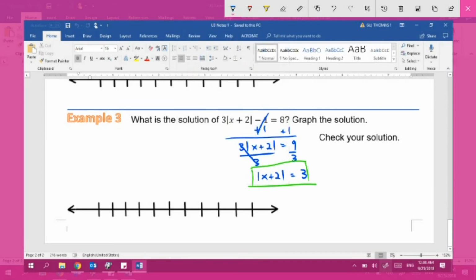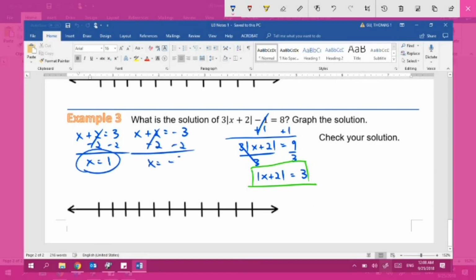So let's set up our equations then. x plus 2 equals 3, and x plus 2 equals -3. Let's solve. So let's subtract 2 from both sides. Boom, boom. x equals 1. Okay. And then let's subtract 2 from both sides over here. And x equals -5. There we go. And so let's graph it.